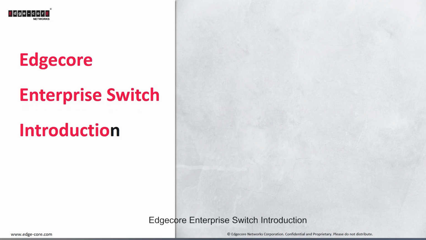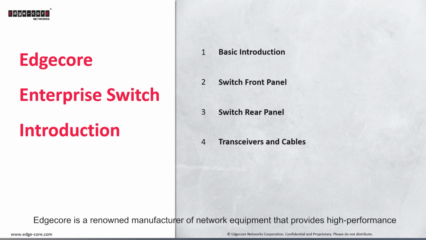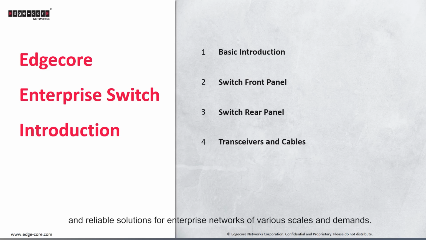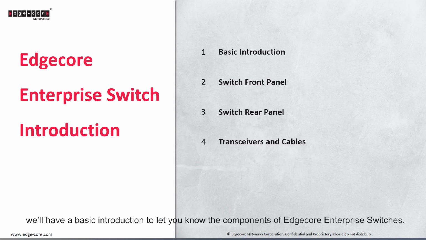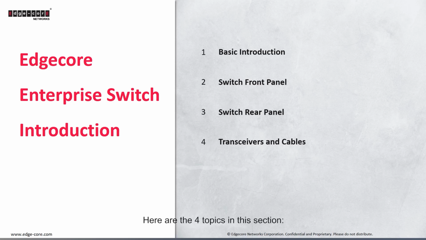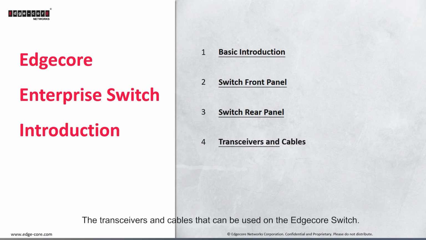Edgecore Enterprise Switch Introduction. Edgecore is a renowned manufacturer of network equipment that provides high-performance and reliable solutions for enterprise networks of various scales and demands. In the first section, we'll have a basic introduction to let you know the components of Edgecore Enterprise Switches. Here are the 4 topics in this section. First, basic introduction. Second, switch front panel. Third, switch rear panel. Fourth, the transceivers and cables that can be used on the Edgecore switch.